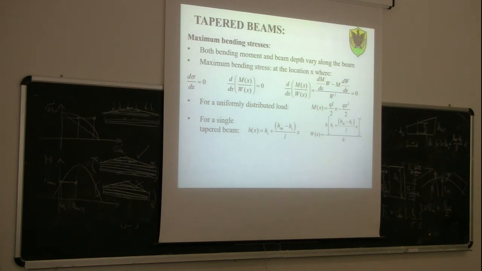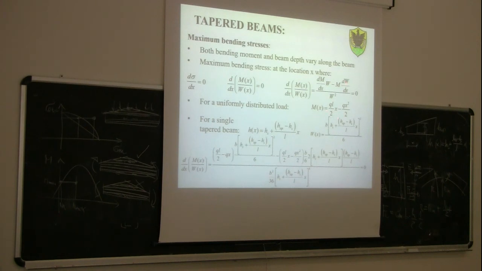And then of course we need to replace this member here with this relationship here. So the first derivative of the bending moment would be QL over 2 minus 2 times QX over 2, so QL over 2 minus QX, times W, which is this function here, minus N, which is this function here, times the first derivative of W.